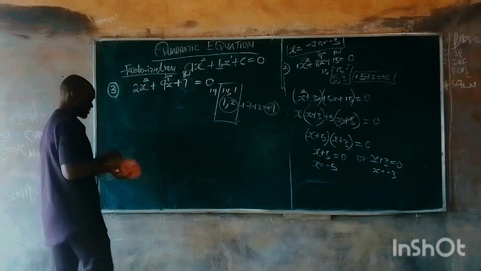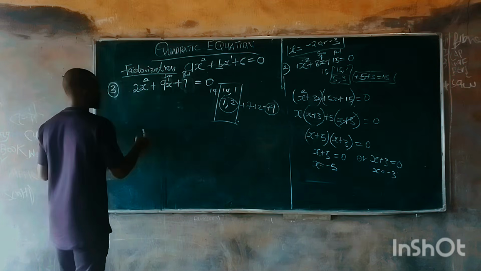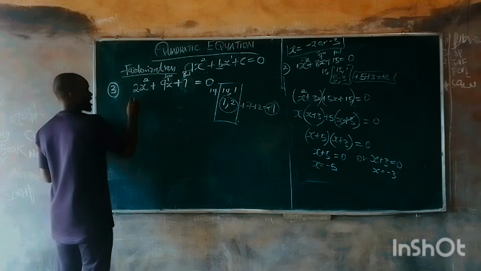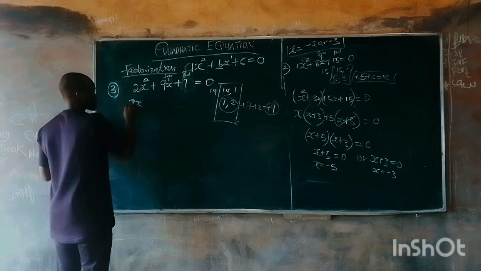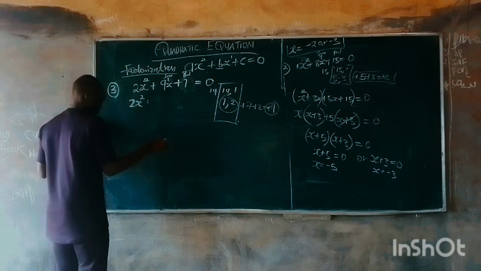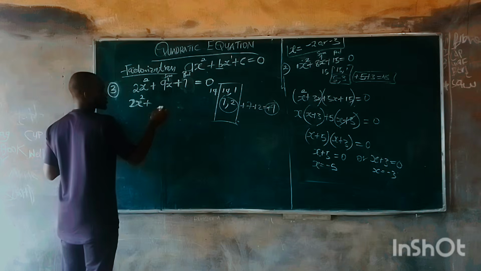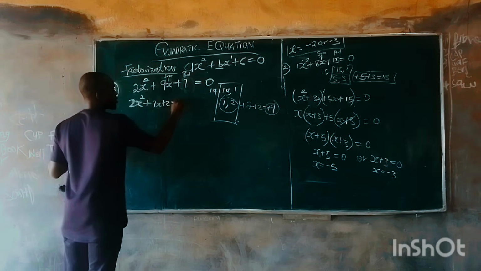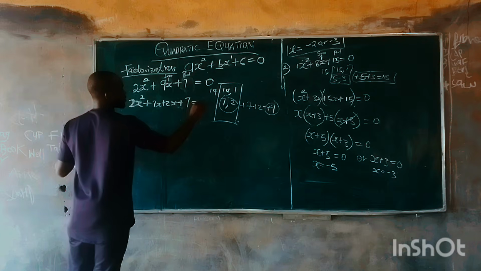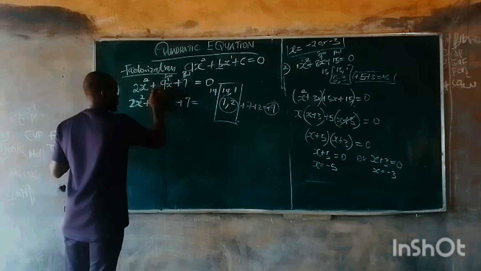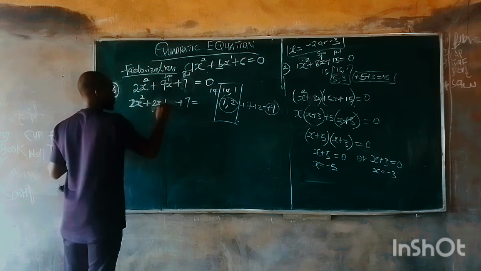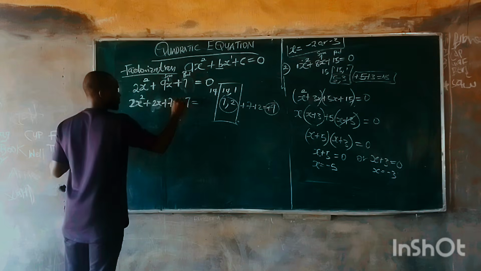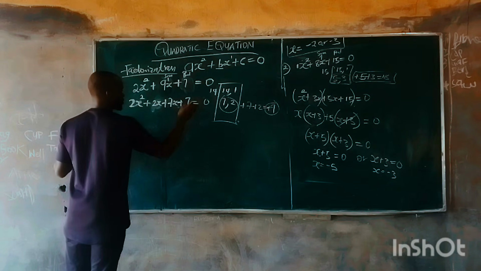So in replacing the value of 9 there, instead of writing 9x, we have 2x squared plus 7x plus 2x plus 7 is equal to 0.